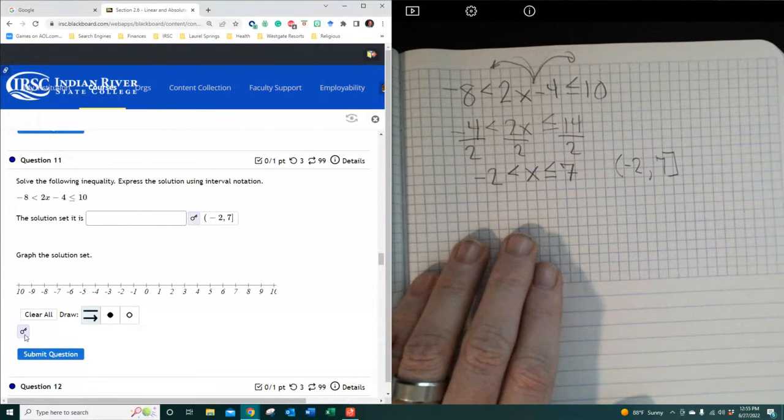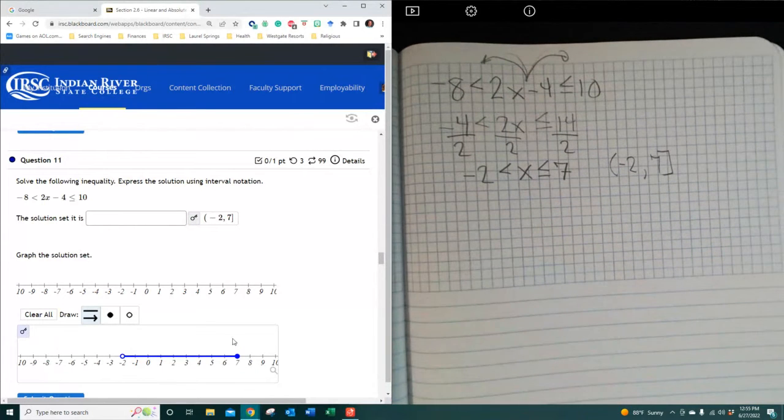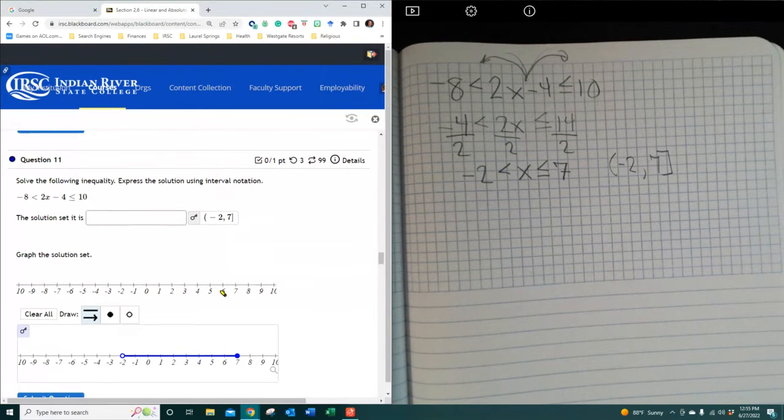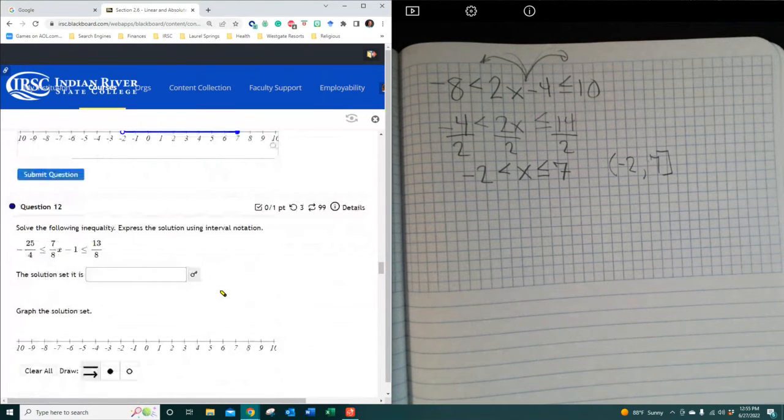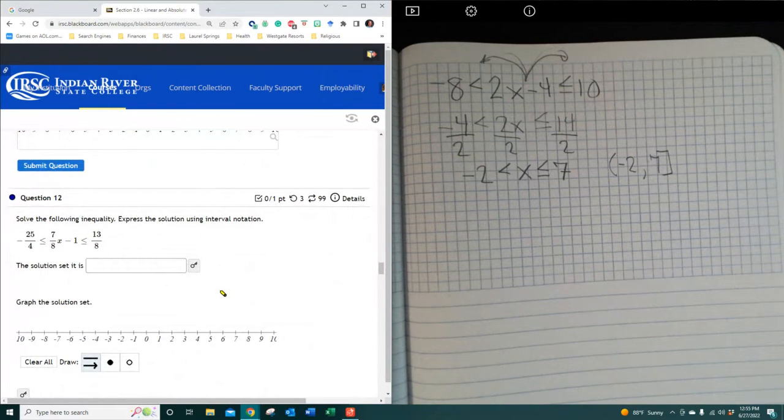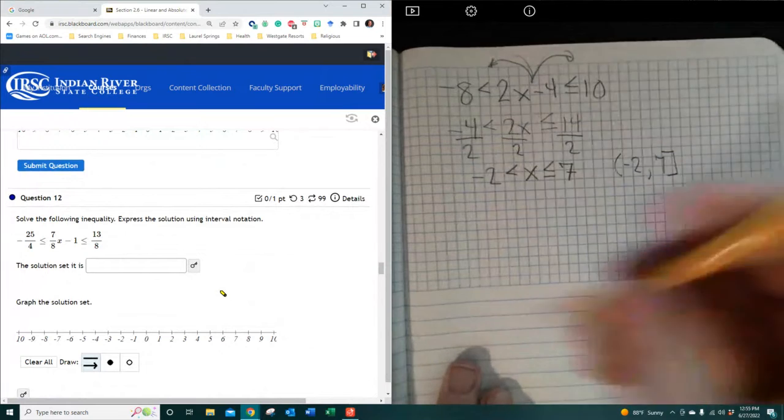And then, of course, graphing it, not a big deal. Graphing it shouldn't be challenging for you. It's either an open circle or closed circle at the values that you write in here. And then put a line between them. Now, things don't change just because it's fractions, all right?